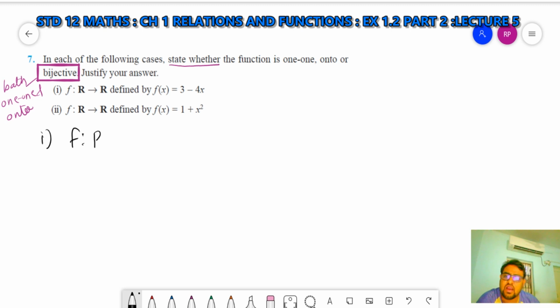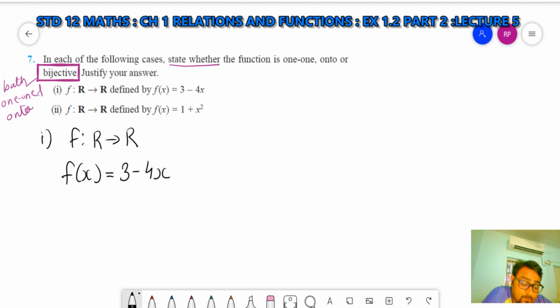f: R to R, and it is defined as f(x) is equal to 3 minus 4x. Okay, so there are two options. If you want to prove not 1-1, then just take an example. But if you try to find any example, you will not get it. If I take 1, it will be 3 minus 4, that is minus 1. If I take 2, 3 minus 8, minus 5. If I take 0, 3 minus 0, 3. Every time we will get a different output, right? So it is 1-1.